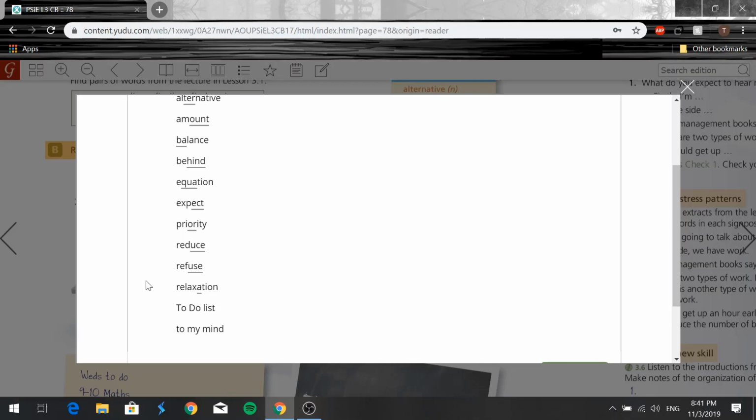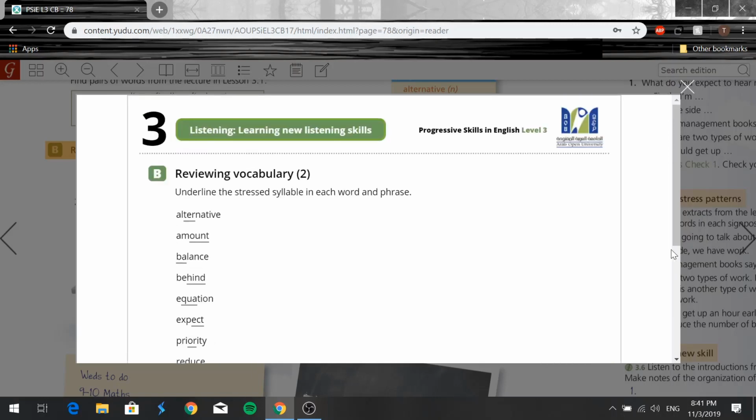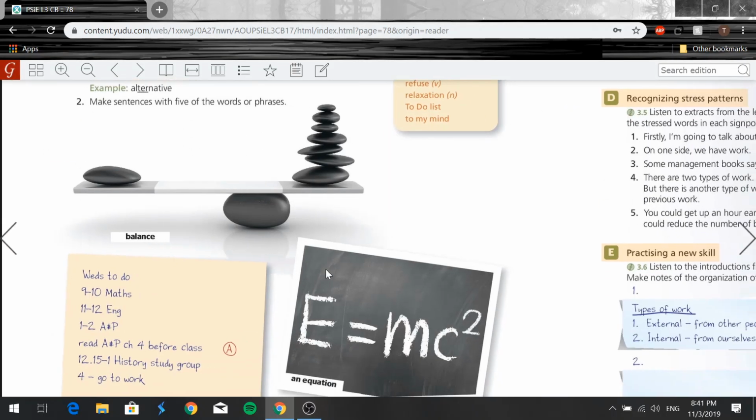Then we have to-do list. This one's pretty simple. Do is the stressed syllable. Then we have to my mind. We'll say my as well. Okay, so that was underlining these stressed syllables. What else do we have?